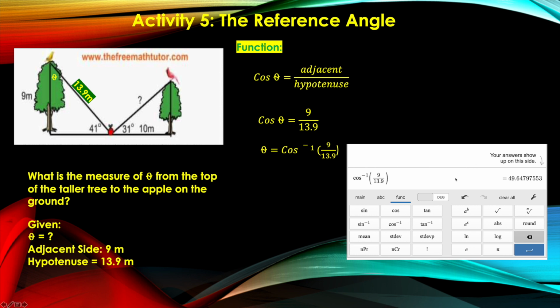Now I wanted to round it up to the nearest degree, meaning a whole number value for the angle. Because 6 is the number next to 9, then we would have to round it up to 50 degrees. Therefore, the value of theta, the angle formed at the top of the tree, is equal to 50 degrees.